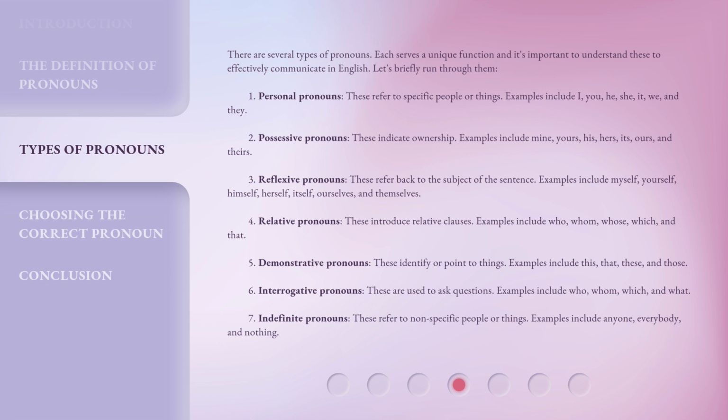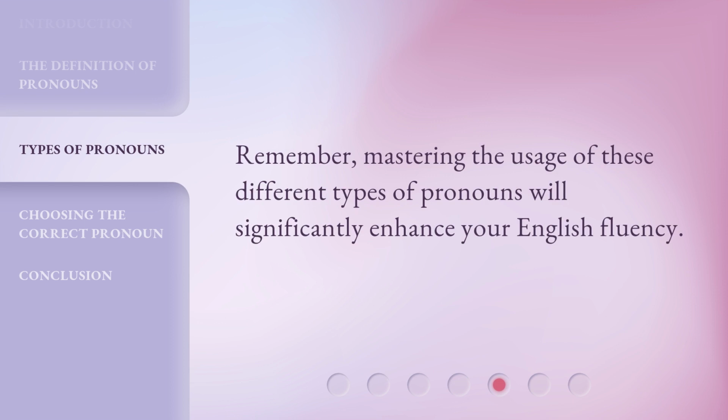6. Interrogative pronouns. These are used to ask questions. Examples include who, whom, which, and what. 7. Indefinite pronouns. These refer to non-specific people or things. Examples include anyone, everybody, and nothing. Remember, mastering the usage of these different types of pronouns will significantly enhance your English fluency.